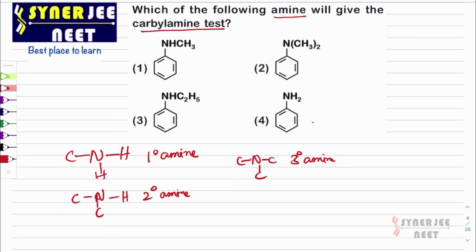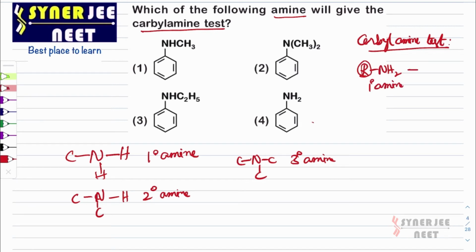Now in the carbylamine test, only primary amines participate in the reaction. For example, R and NH2. R can be any alkyl group or any aromatic group, it does not matter, but it is a carbon group. Then it is called a primary amine.